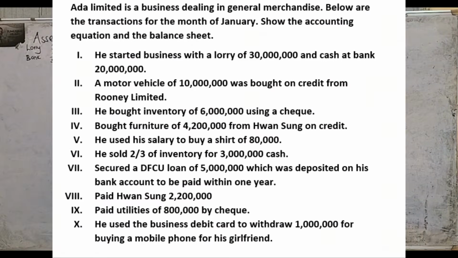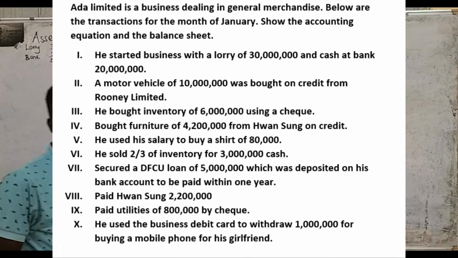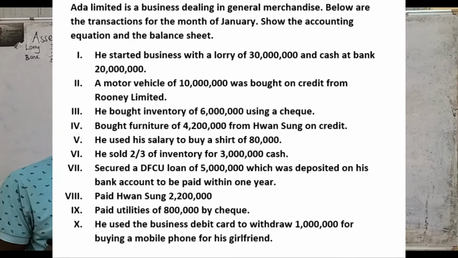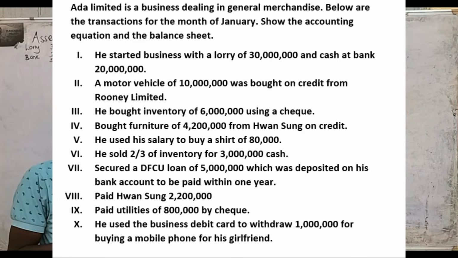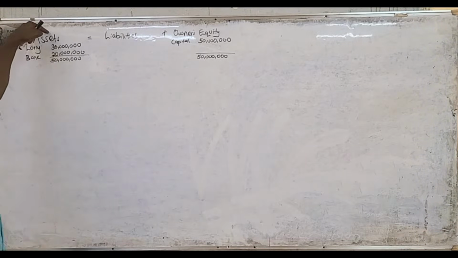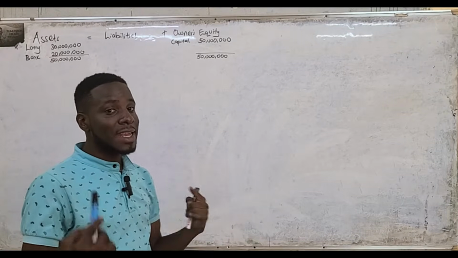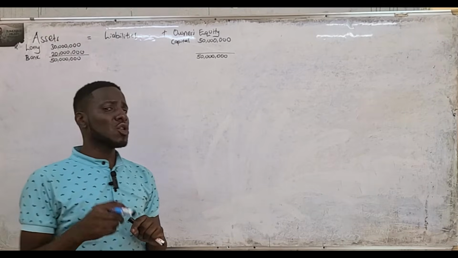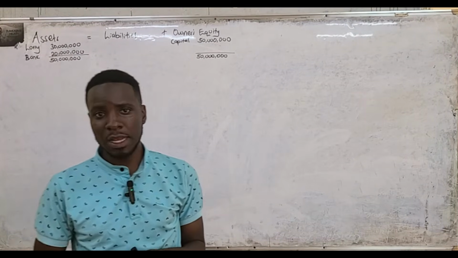So the next transaction says a motor vehicle of 10 millions was bought on credit from Rooney Limited. Now, look at this. They're saying a motor vehicle of 10 millions Uganda shillings was bought on credit from Rooney Limited. Now, we have two things here. One is a motor vehicle, and a motor vehicle is an asset. So that means if a motor vehicle is an asset, our asset side is going to increase. But then we also got this motor vehicle on credit from Rooney Limited.